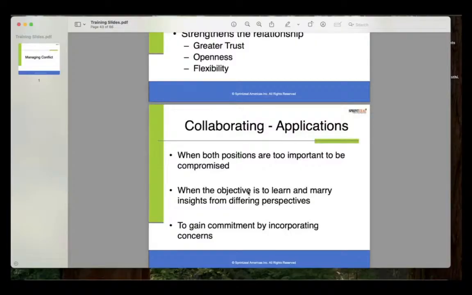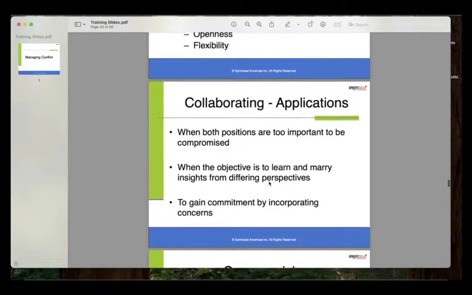In the collaboration style, both parties are equally important and it cannot be compromised. Another application is when the objective is to learn and merge insights from different perspectives, to understand and come to a mutual resolution or solution. Also, to gain commitment by incorporating concerns. So these are some situations when we apply the collaborating style.